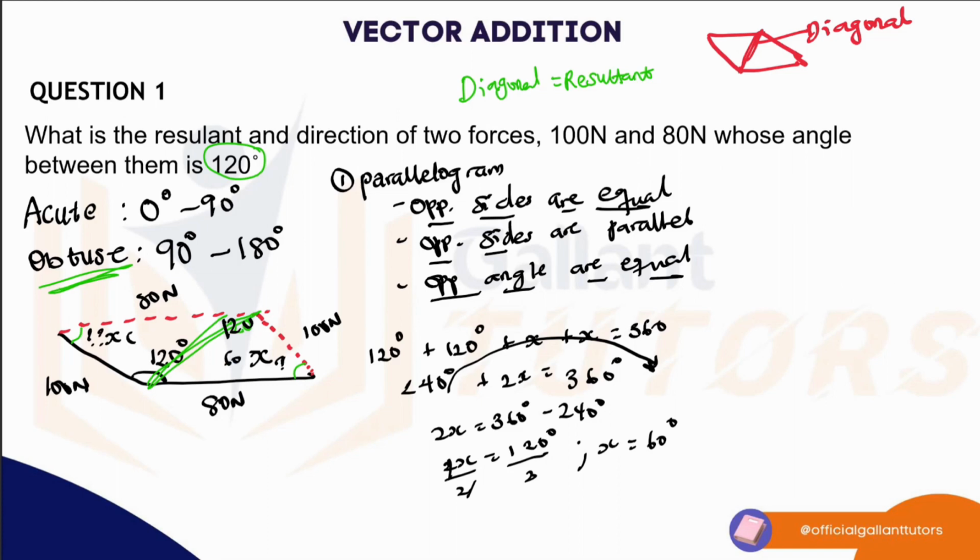So now here is 60 degree. Here is also 60 degree. So I will bring it out, and that's what we use in solving. So it becomes like this.